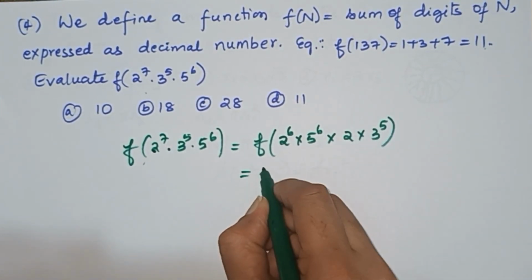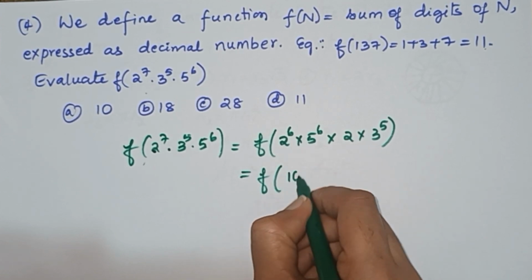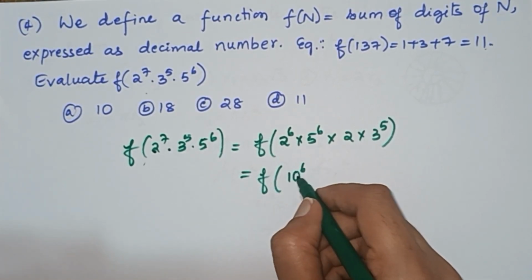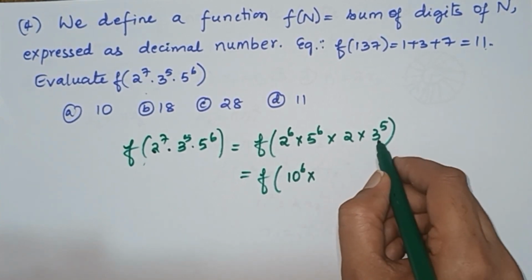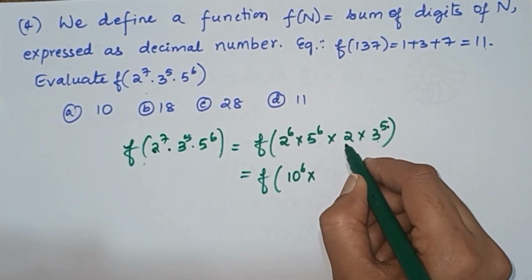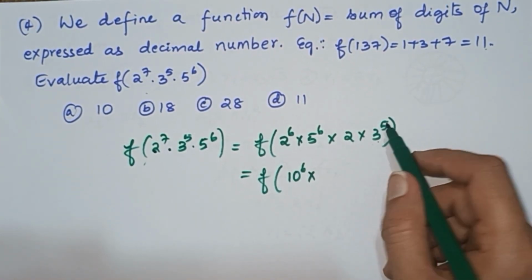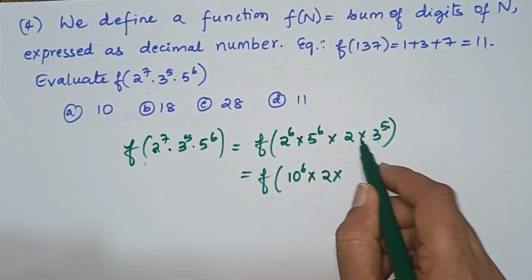So this is equal to f of 5 2s are 10 to the power 6. So this is easier to simplify. 1 followed by 6 zeros into 3 to the power 5 into 2. The value of 3 to the power 5 you have to find out, which has to be multiplied with 2.